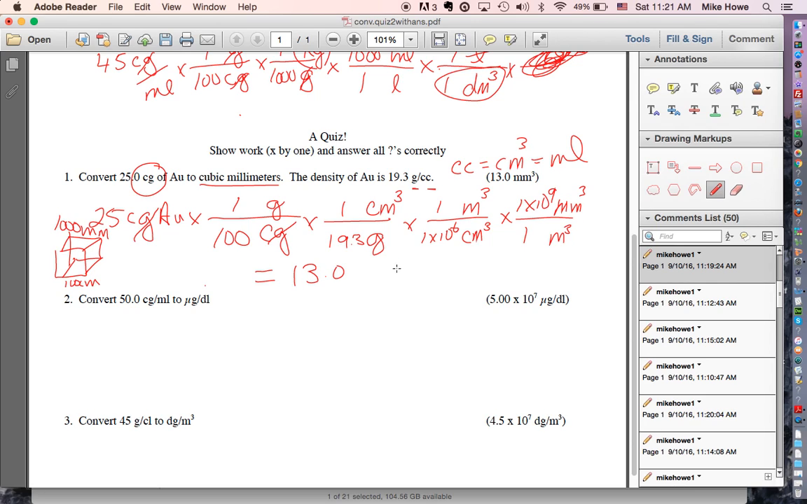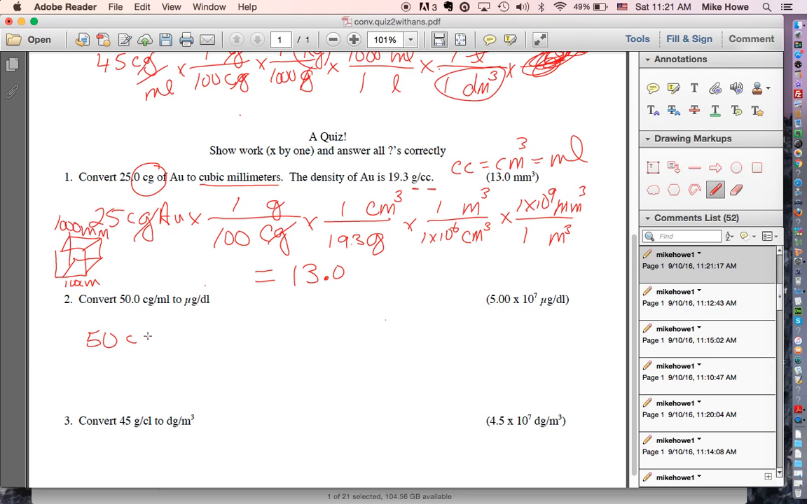I think it comes out to be 12.95 or something like that, but the 5 causes the 9 to round up. Is it important to have that 0 there? And the answer is yes, it is important to have a 0 there, because you have to have 3 significant figures, and by putting it there it makes our third sig fig.